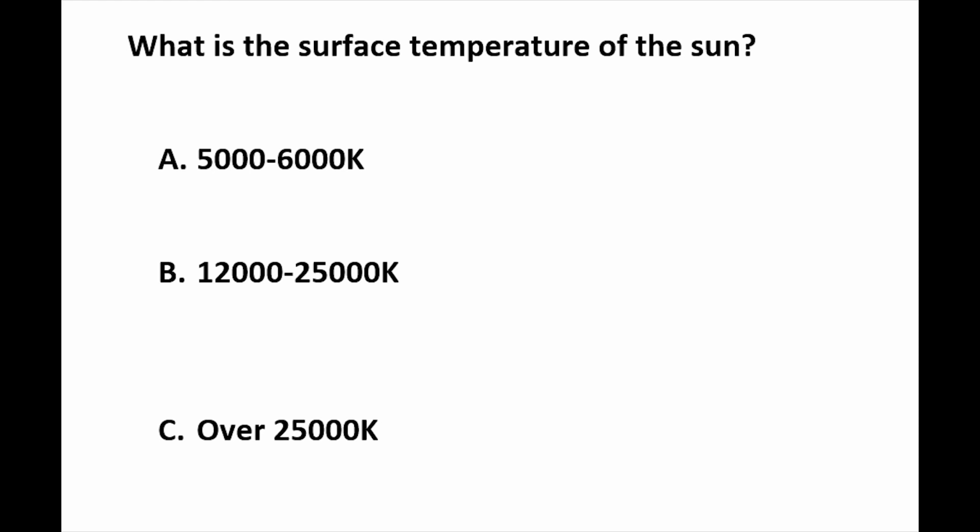The second question is, what is the surface temperature of the sun? The answers are on the screen. I'll give you a few seconds. Okay, that should be good enough. So the answer was A, between 5,000 and 6,000 Kelvin. Good job if you got it.